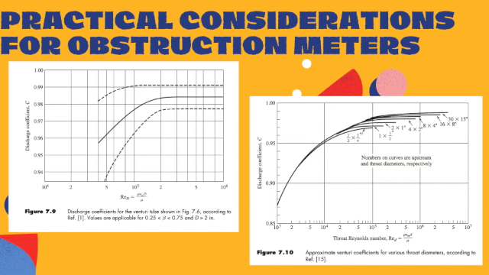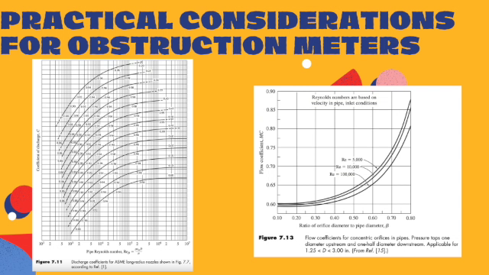The second graph is approximation Venturi coefficients for various throat diameters according to reference 15. The numbers on the curves are upstream and throat diameters respectively.